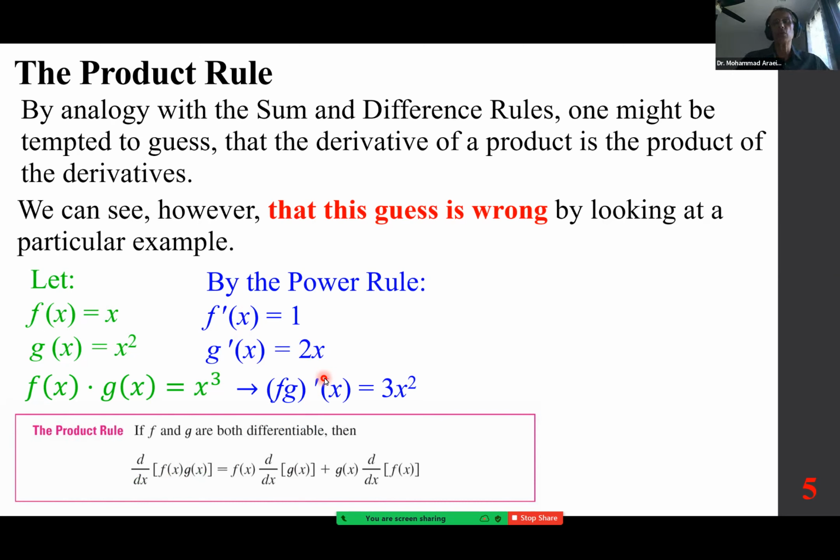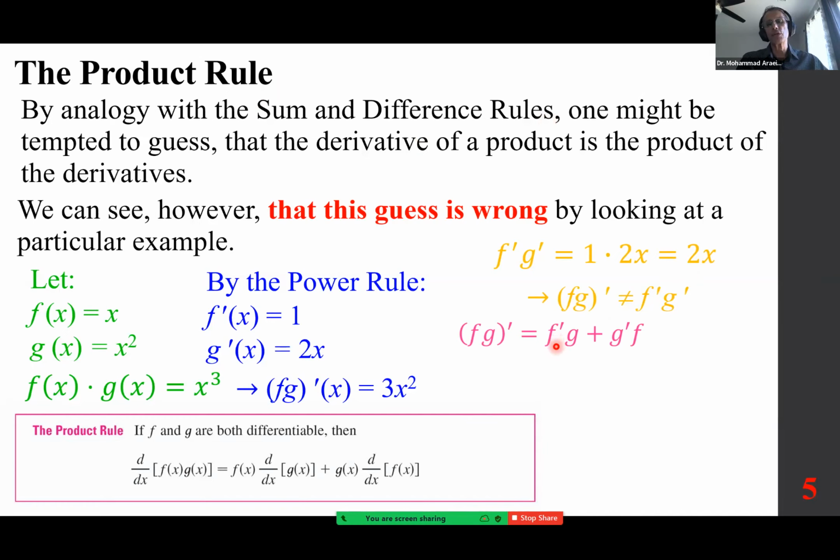However, if we were to go by f prime g prime, we would simply multiply these two, which is 1 times 2x equals 2x, and obviously we know the answer is 3x squared. So the derivative of fg is not equal to f prime g prime, as it happened for the sum and difference rule, for example.